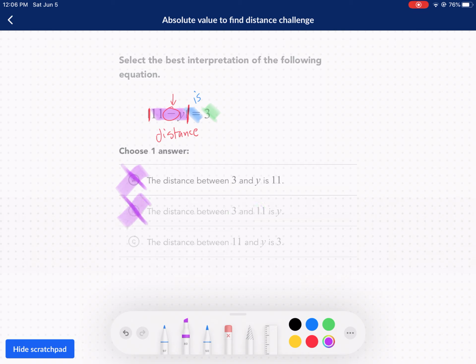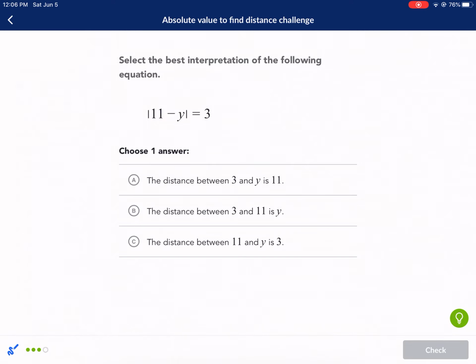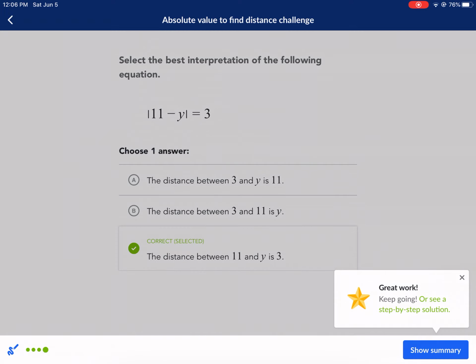It's got to be C, but let's take a look. We have 11 and y, the distance between 11 and y, absolute value, difference. We have the is, and then we have the 3. It matches up perfectly. C is our answer. Check it out. And there we go.